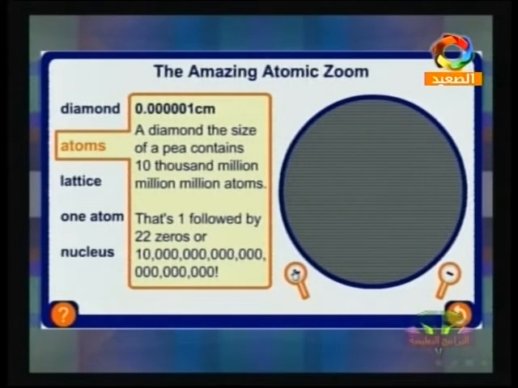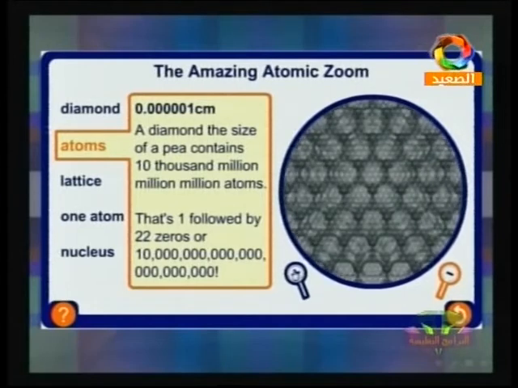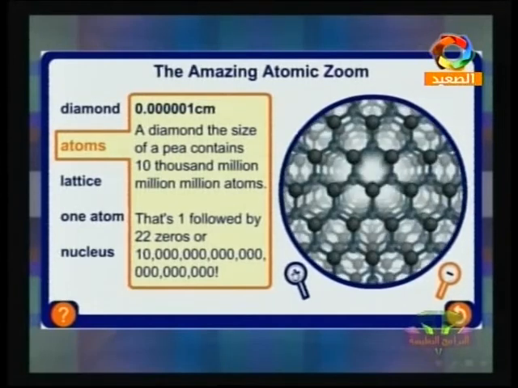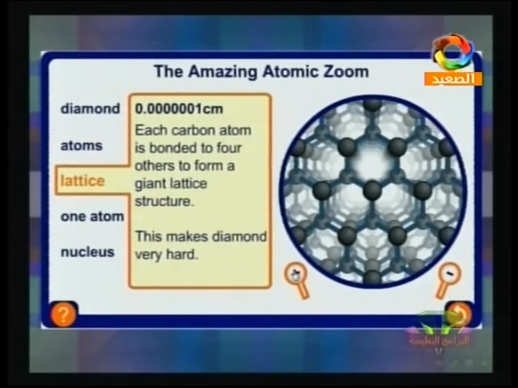After that, if I go inside the atoms, what will you see? We have the arrangement of these atoms appearing more clearly. Each carbon atom is bonded to four others in a giant lattice, which makes this structure. This makes diamond very, very hard, for example.